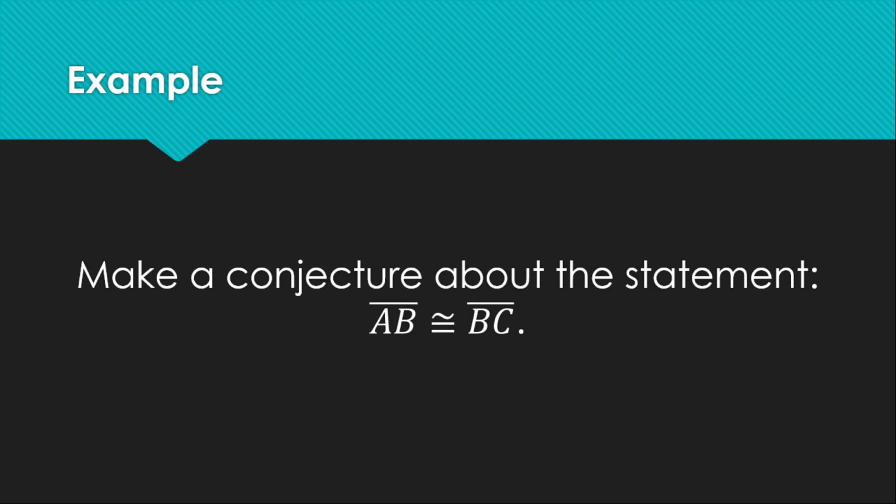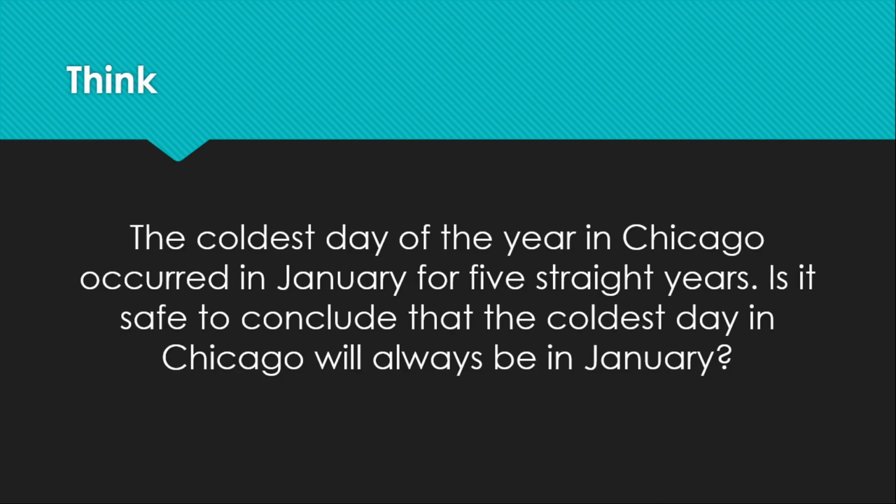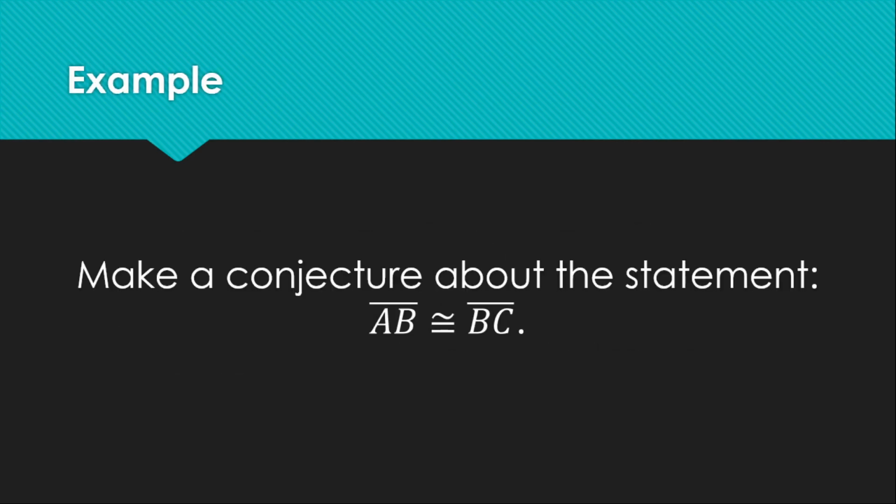Okay, so let's look at a conjecture. Make a conjecture about the statements. Line AB is congruent to BC. Now remember when we did the one about the midpoint? What we had to say first was that the points are collinear. So this statement does not tell us that B is a midpoint of AC. You could use inductive reasoning to say point B is the midpoint of AC, but what could we draw?